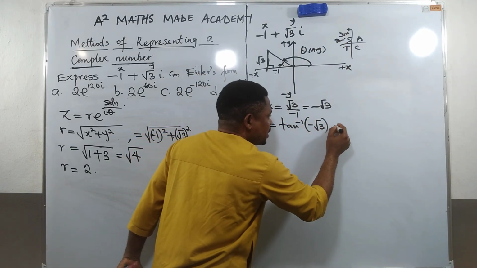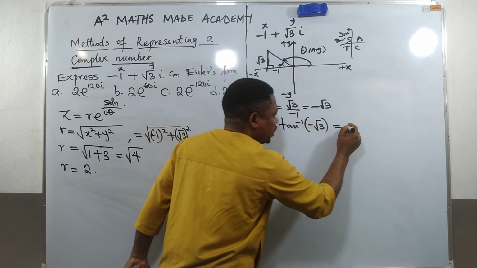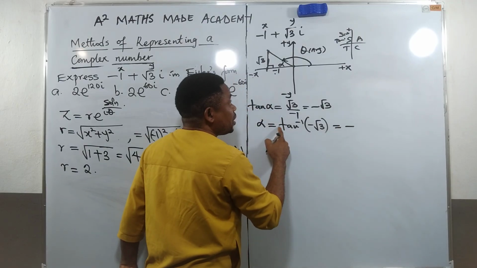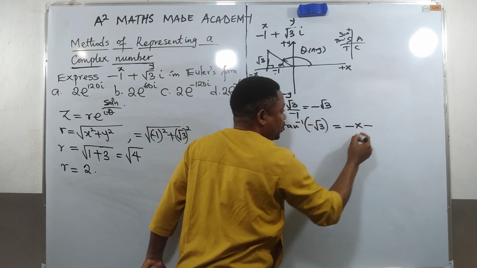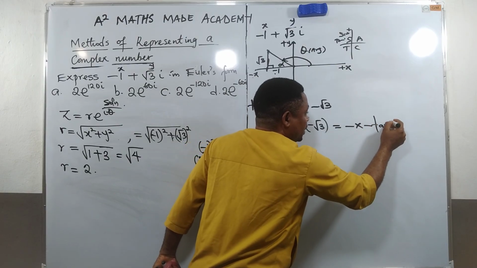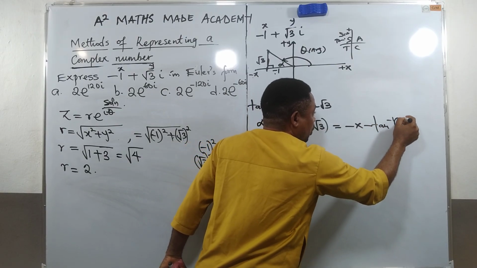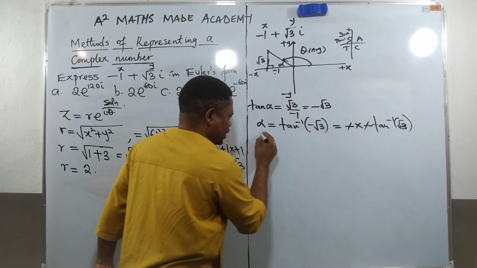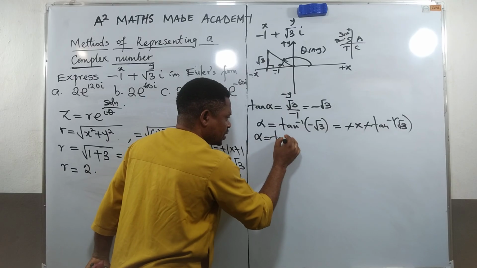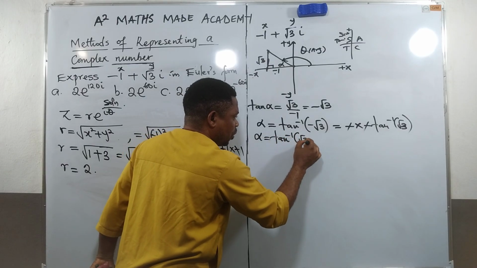Now this thing can be removed out. You remove the minus here. Now outside, including the minus on the second quadrant, times another minus. So what remains now is tan inverse of root 3. Are you with me? Then this is already cancelled. So can you see that alpha is just tan inverse of root 3.